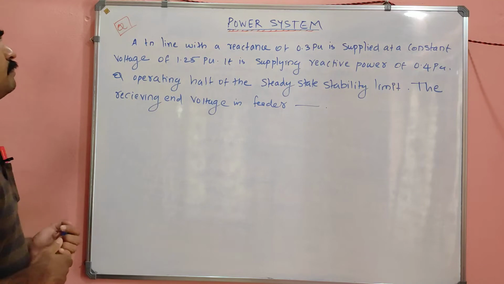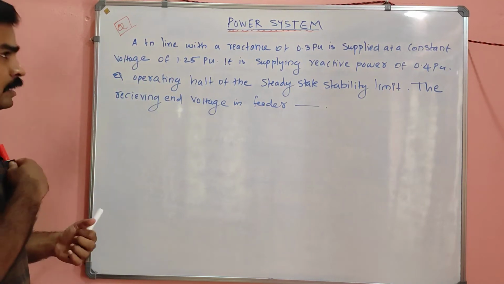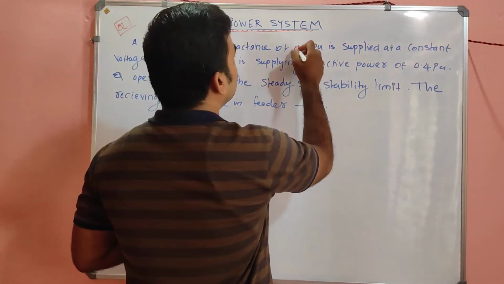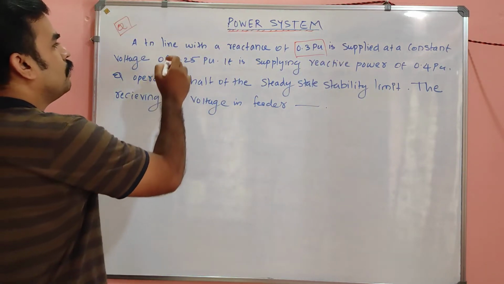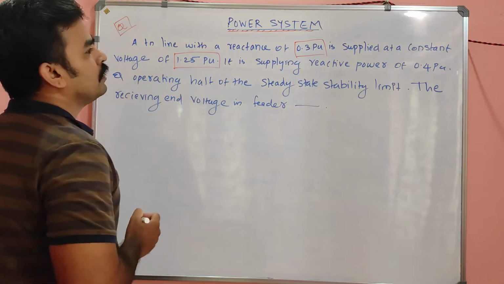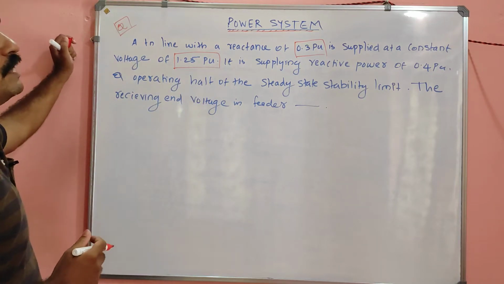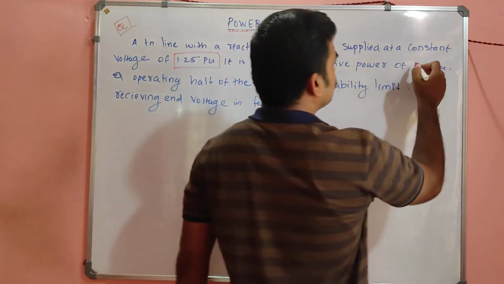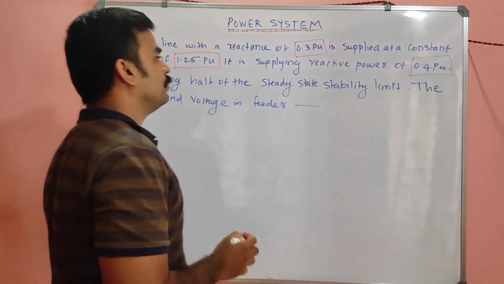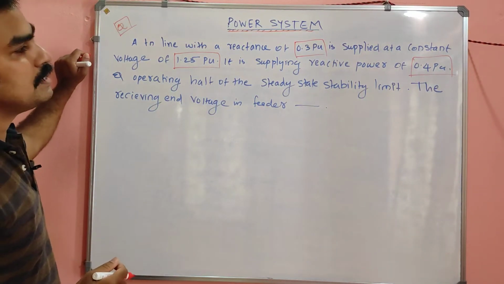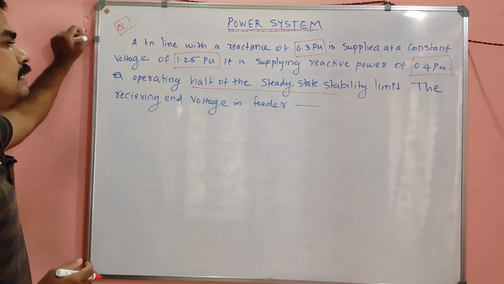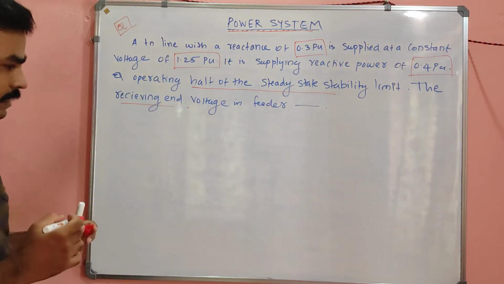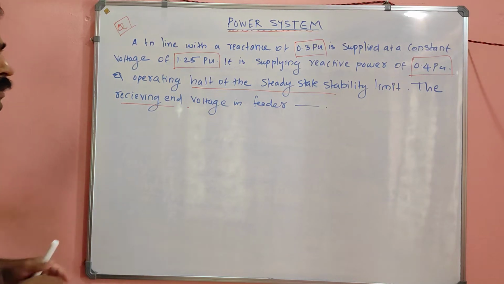Listen my dear, a transmission line with a reactance of 0.3 per unit is applied at a constant voltage of 1.25 per unit. It is supplying a reactive power of 0.4 per unit, and operating at half of the steady state stability limit. The receiving end voltage you have to find. So this is the question, my dear. How can we start?